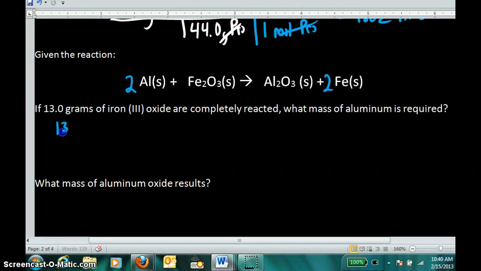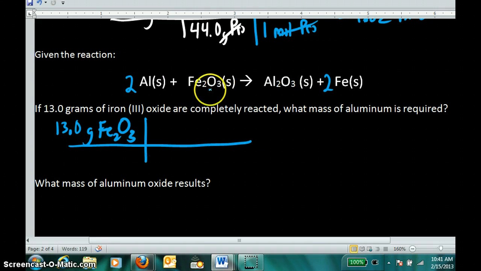If 13 grams of CO2, or excuse me, iron 3 oxide, I don't know why I was thinking CO2, are reacted, what mass of aluminum is required? Well, I do know this, that for every mole of iron 3 oxide, I'm going to require 2 moles of aluminum. So to do the stoichiometry, I first must make a conversion to moles.